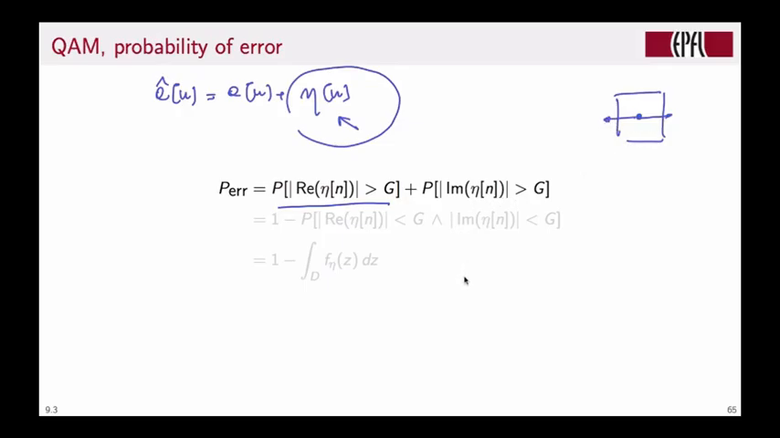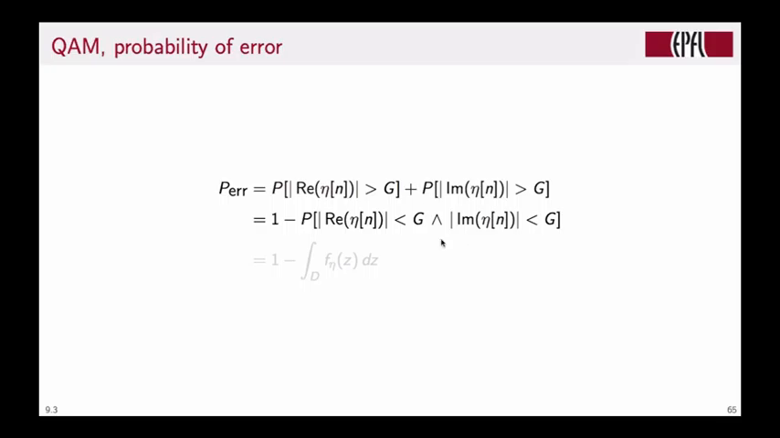and same for the imaginary part. Now, if we develop this, it is equal to 1 minus the probability that the real part of the noise is less than g and the imaginary part of the noise is less than g. This is the complementary condition to what we just wrote above. And so this is equal to 1 minus the integral over the decision region D of the complex-valued probability density function for the noise. In order to compute this integral, we're going to approximate the shape of the decision region with the inbound circle.